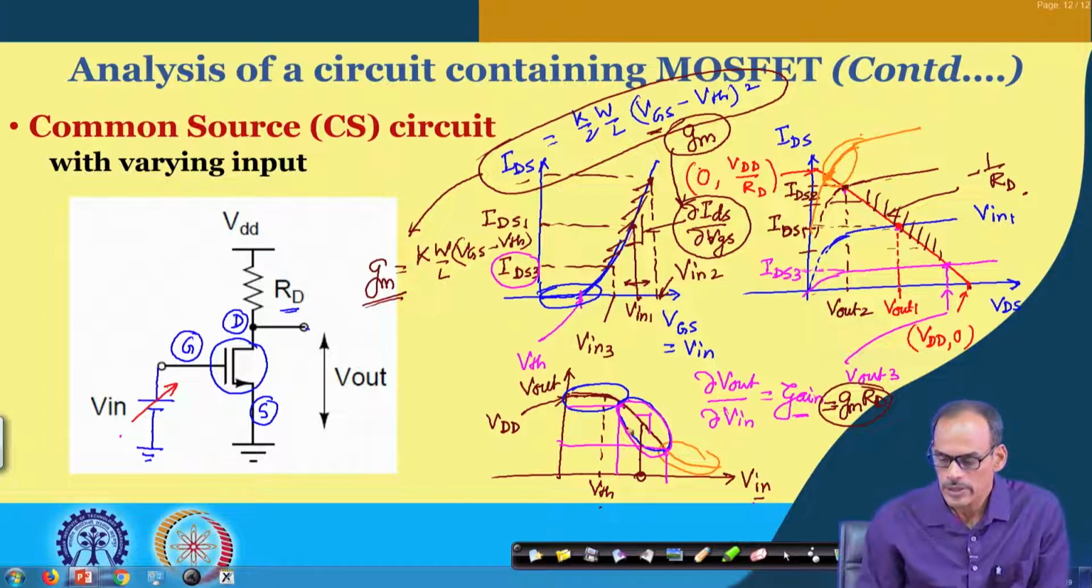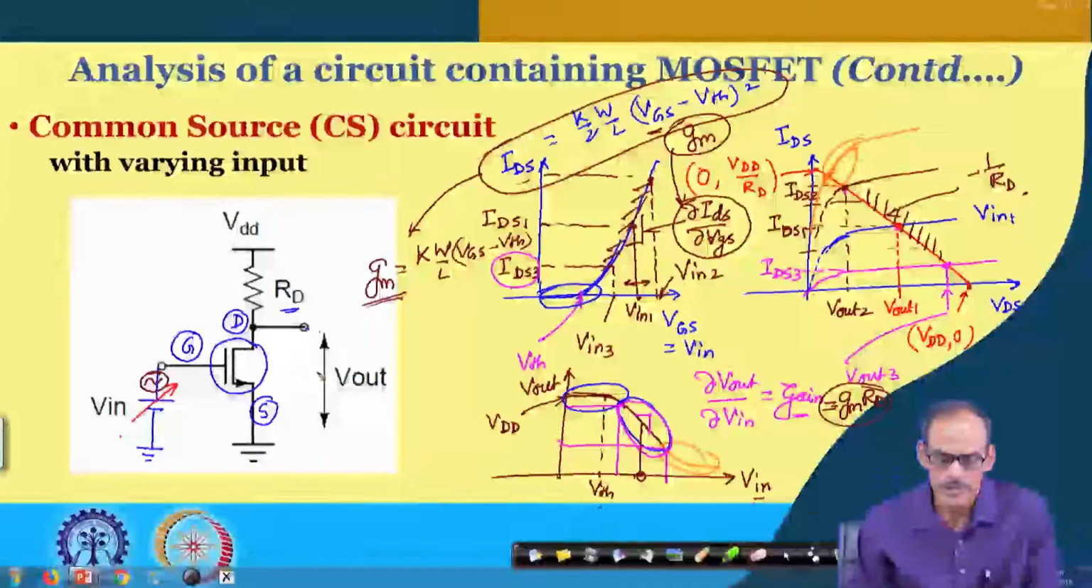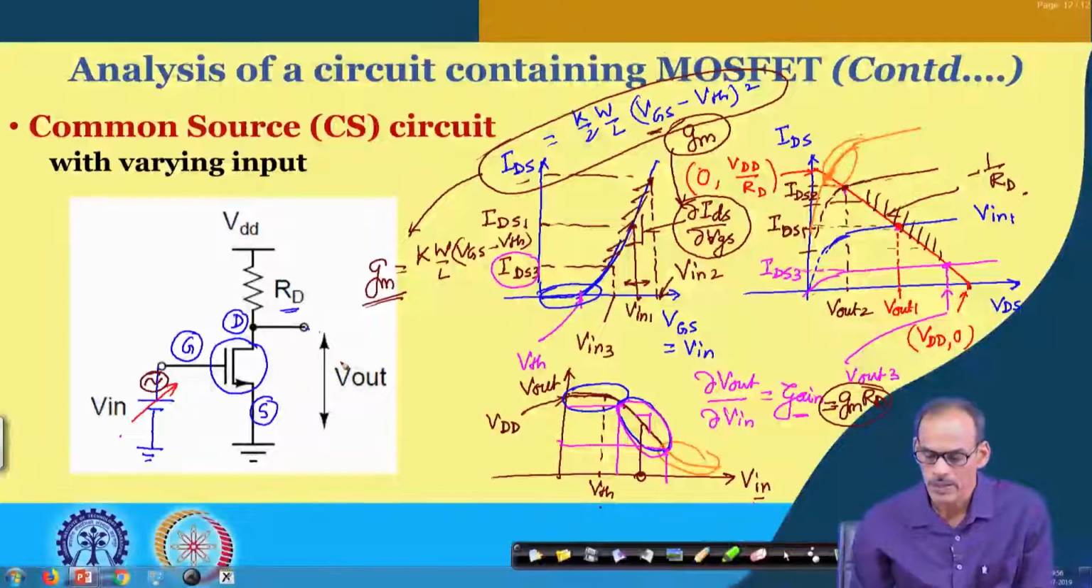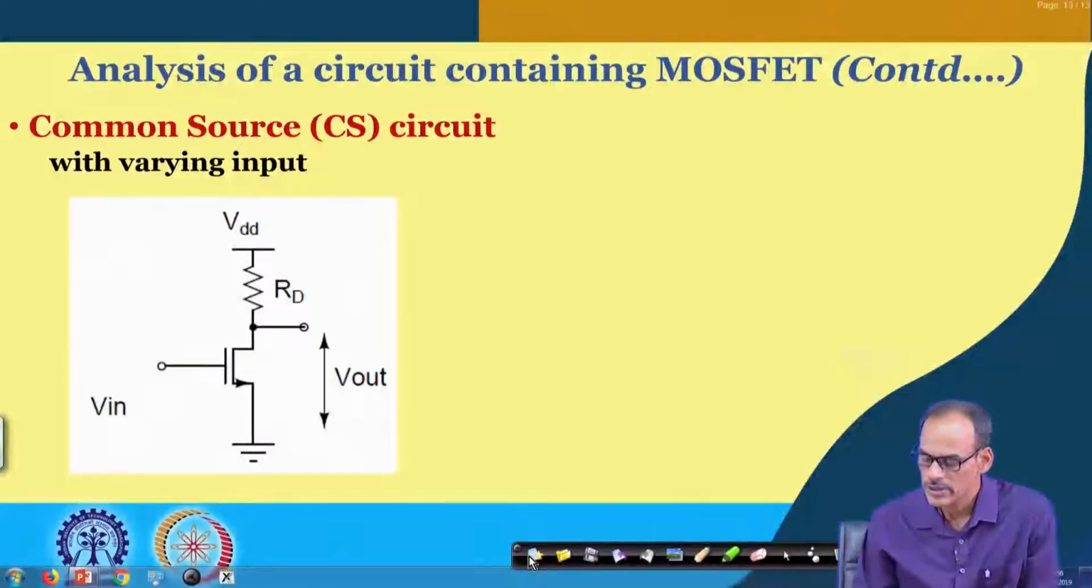In other words, if at the input, instead of a varying input, I consider a signal riding on a DC, then at the output we can get a signal riding on a DC. Let me not complicate these slides further, it has already become clumsy. So, let us go to the next slide and start with a fresh look into the circuit.